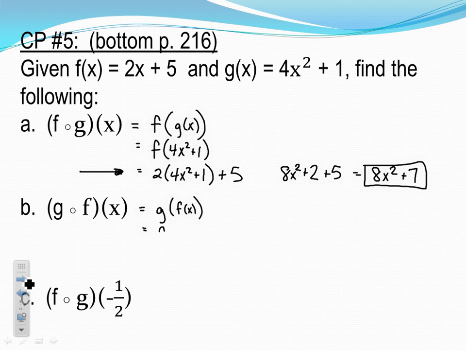Similar thought, but now we're going to take the f of x function and put it in for all of the x's in the g of x function. So 4, and the 2x plus 5 is squared, plus the 1. Now remember, 2x plus 5 squared is a 2x plus 5 times a 2x plus 5. You have to FOIL that.